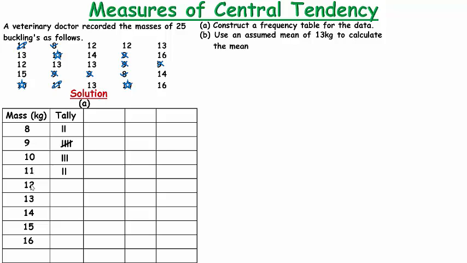I move on to the next, 12. The first row I have 1, I'll mark 1. Second row none. Third row I have 1, I'll add it to this to make it 2.